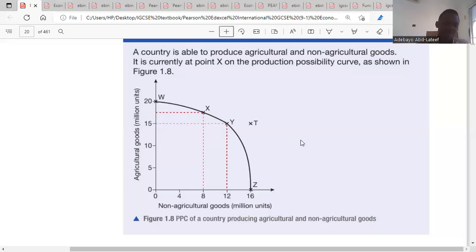Please take note of what is here: it's sacrifice. Sacrifice of 2.5 million has been made by not producing more agricultural goods. That is the choice that was not made. The choice that was not made is the opportunity cost. The choice that was made is to increase the output of non-agricultural goods. That is the real cost. Please take notes.